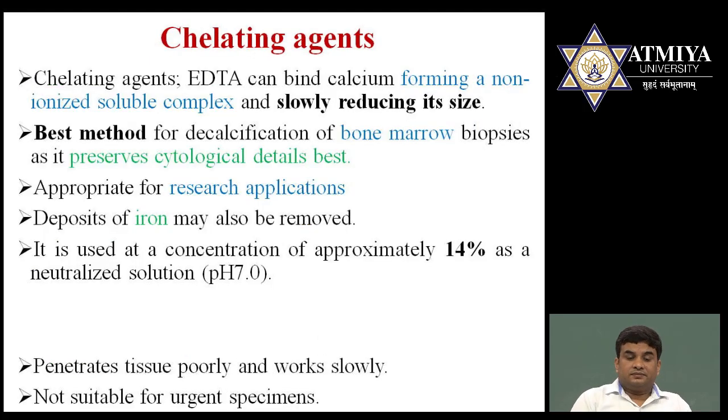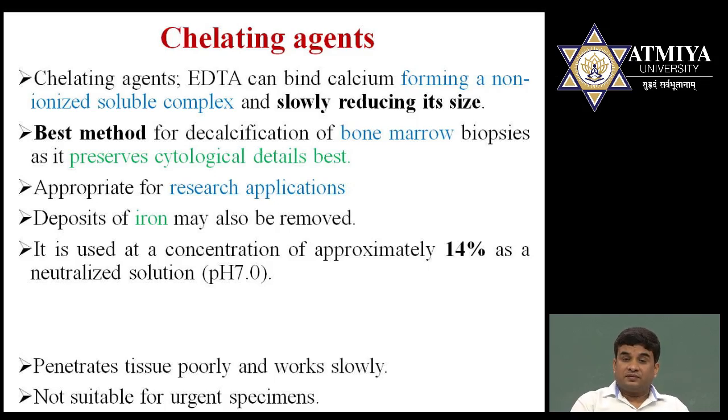And the last type of decalcification reagent is the chelating agent. In chelating agents, you usually use EDTA. EDTA is a chelating agent. It makes a non-ionizable soluble complex, and it slowly removes the calcium from the tissue.